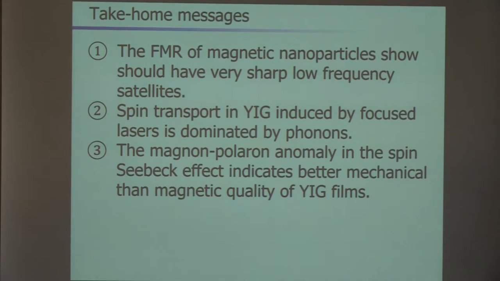Spin transport in YIG can be dominated by phonons. And the magnon-polaron anomaly gives you new information, namely the ratio of the scattering between magnons and phonons. And it turns out that the acoustic quality of YIG is better than the magnetic one, which is quite surprising.